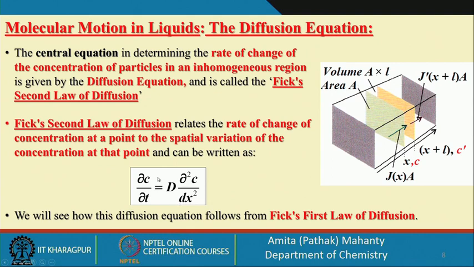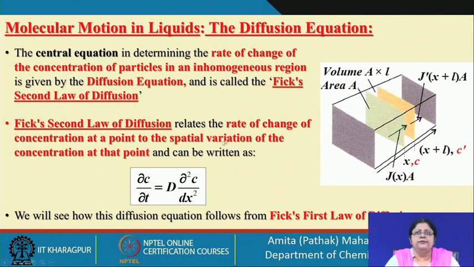This is known as Fick's second law of diffusion, where the rate of change of concentration of a particle in an inhomogeneous region is given by this differential equation, and this differential equation is the diffusion equation, and this diffusion equation is known as Fick's second law of diffusion. We will now see how the diffusion equation follows from Fick's first law of diffusion.